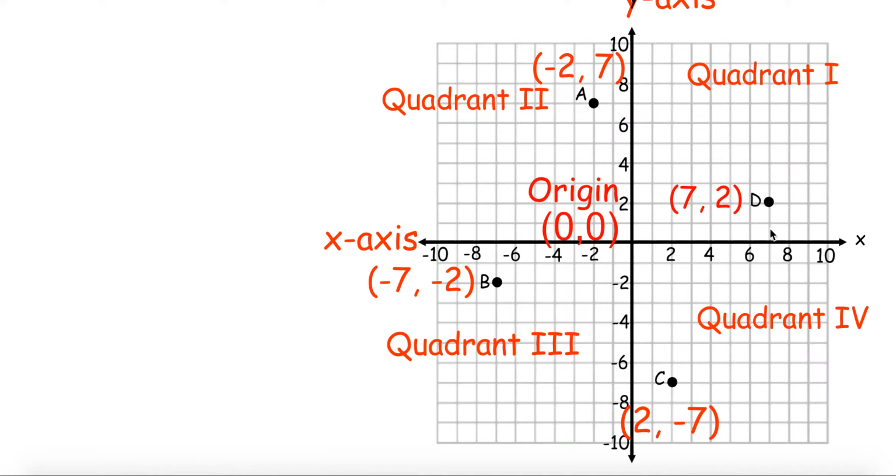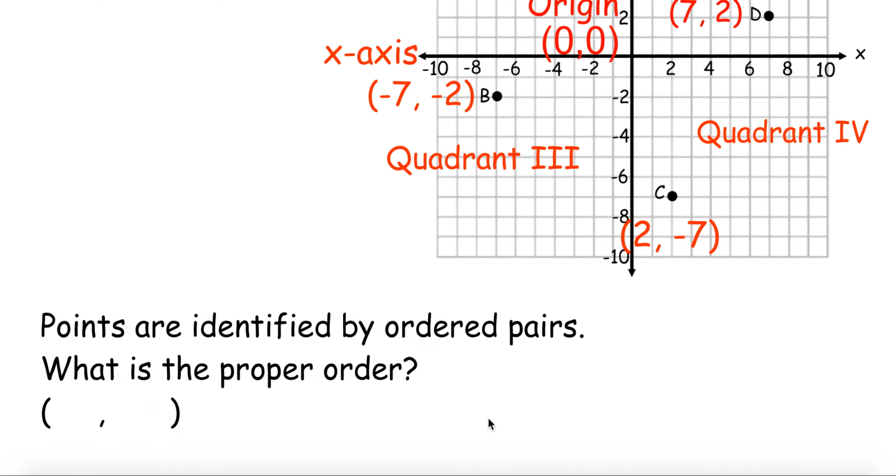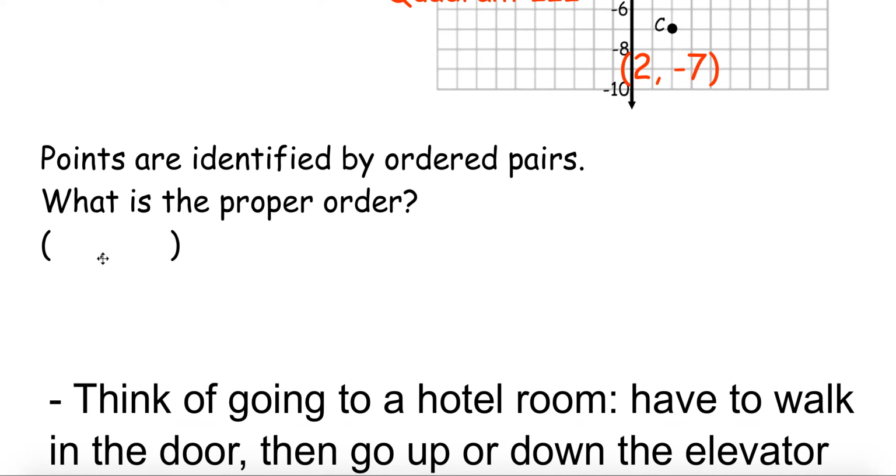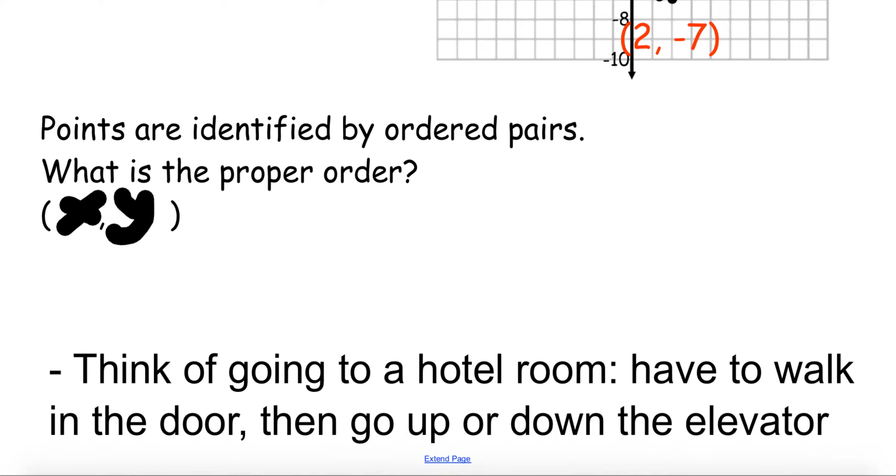Then we've labeled points. We always label x and then y, so 7, 2; -2, 7; -7, -2; and 2, -7. Okay, always x then y. And that's what I've just said here, so that would be x, y. So whenever you're looking at ordered pairs, always x and y. And then we use the hotel analogy.